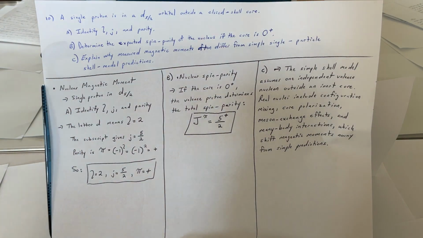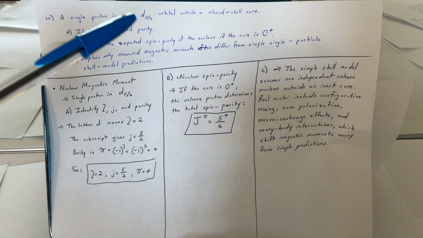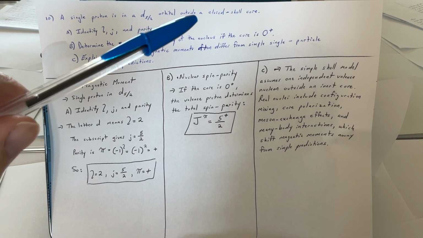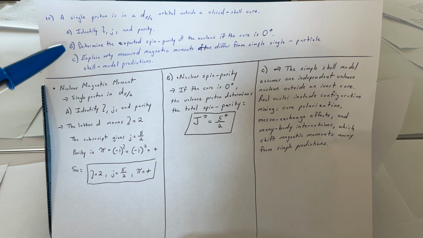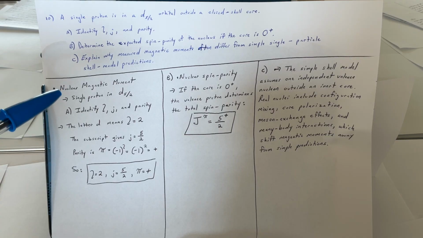Okay, so number 10. Here we have a single proton in a d sub 5/2 state. So, d 5/2 orbital outside a closed shell core, and we want to identify the following. Nuclear magnetic moment.